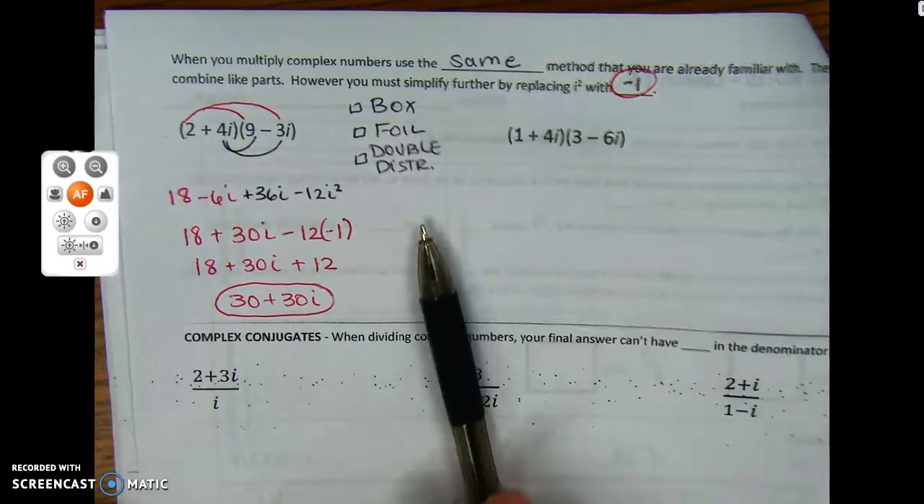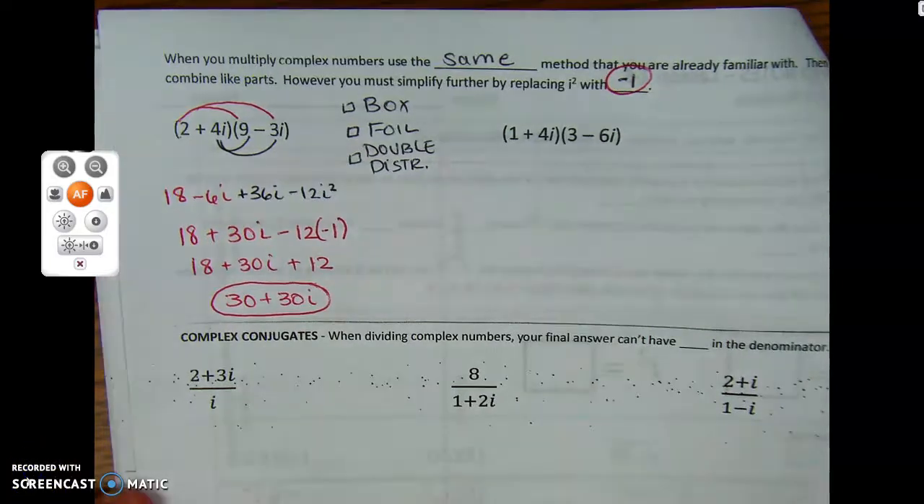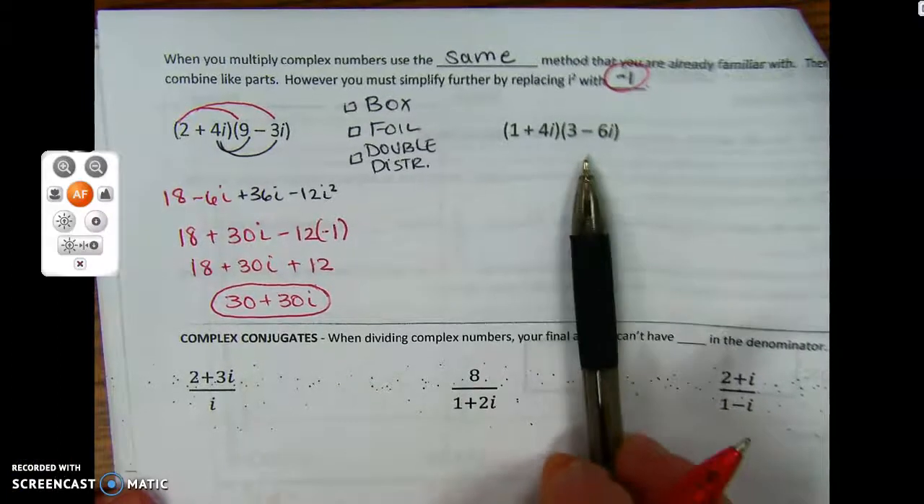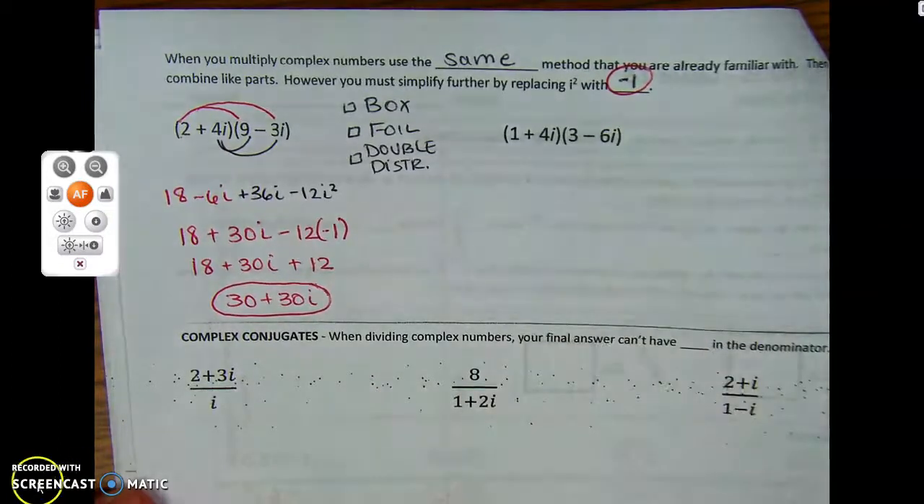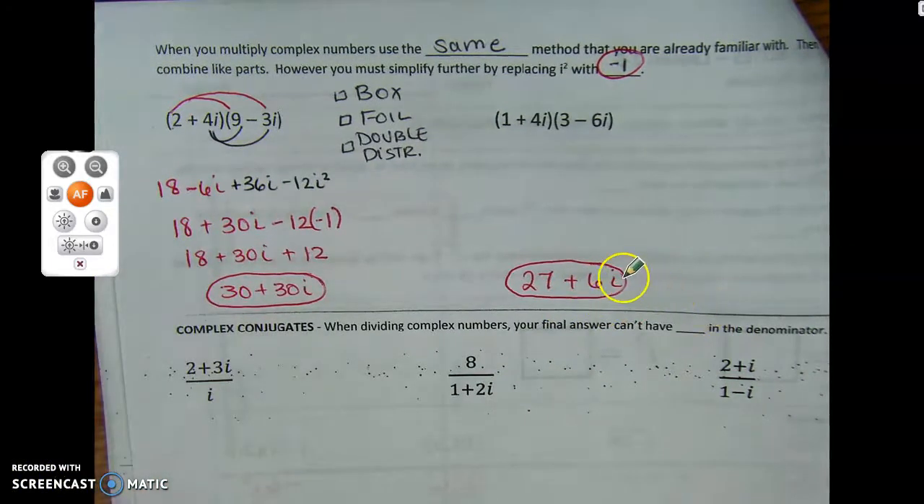Try this next one on the right. Try this one that my black pen is pointing at. So try this problem on your own. Pause the video. You should have gotten 27 plus 6i. If you didn't, ask me about that in class, okay?